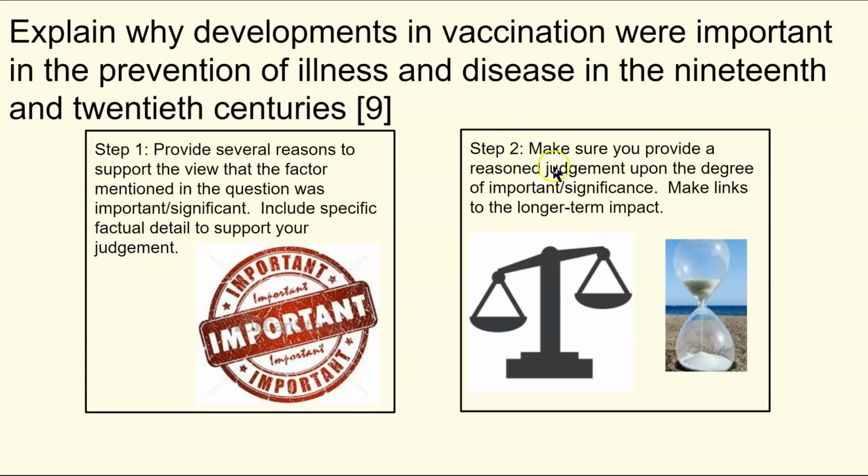In your second paragraph or step 2, this is where you are beginning to make sure you provide a reasoned judgment upon the degree of importance. During this one, this is where you are trying to state whether this has had a huge impact, a short-term, not very big impact, but long-term, maybe bigger impact. Was it initially seen as a problem where people argued against it? Did it have a negative impact? Was it actually a problem? And this is where you begin to make links to those longer-term impacts that I began to hint at as well.